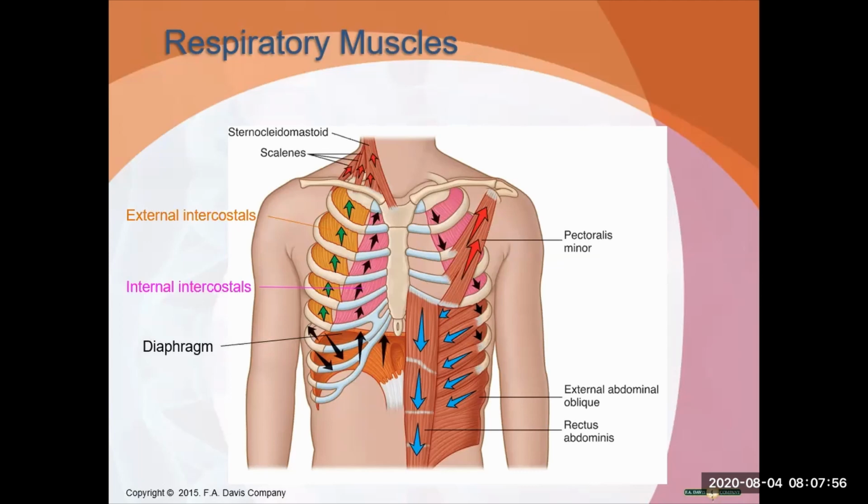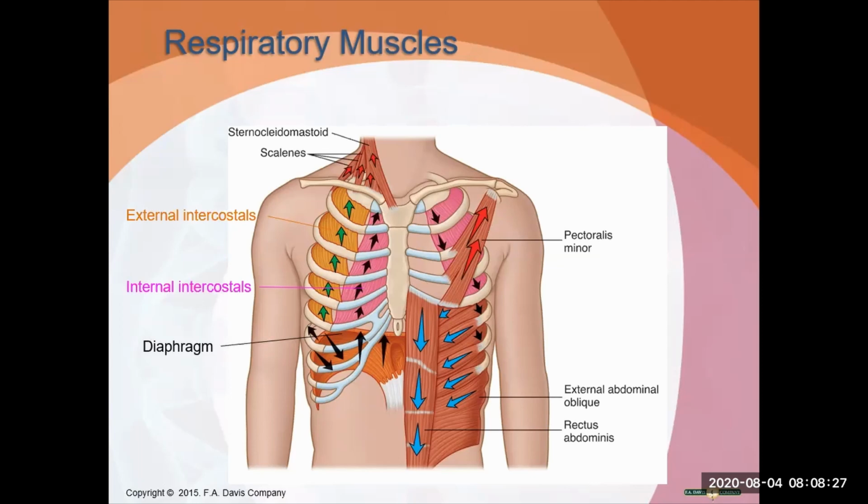During times of forced or labored breathing, additional muscles called accessory muscles of respiration join in to assist with breathing. For example, during deep inspiration, muscles of the neck, the sternocleidomastoids and scalenes, and the chest, the pectoralis minor, contract to help elevate the chest. See the red arrows in the figure.